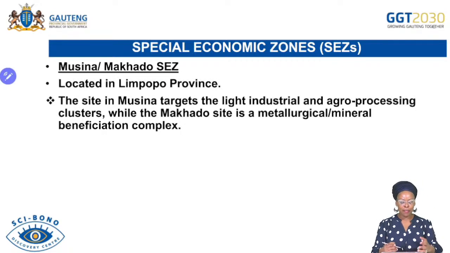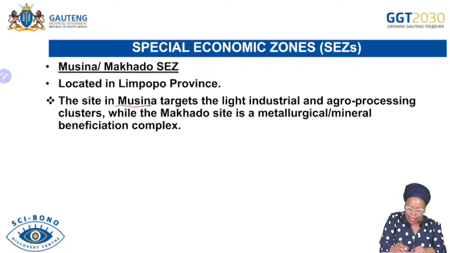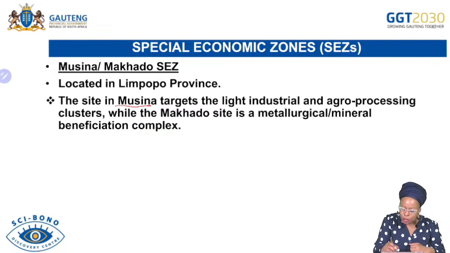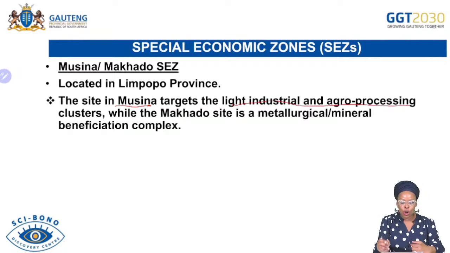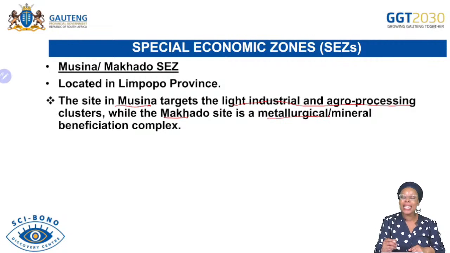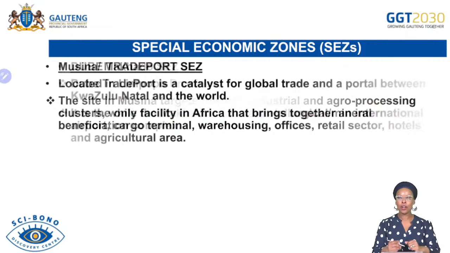We have the Musina Makhado SEZ, which is found in the Limpopo province. In the Limpopo province, the Musina, that is why there is a slash between Musina and Makhado. Musina focuses on light industries and agro-processing, whereas the Makhado focuses on metallurgical and mineral beneficiation complex.